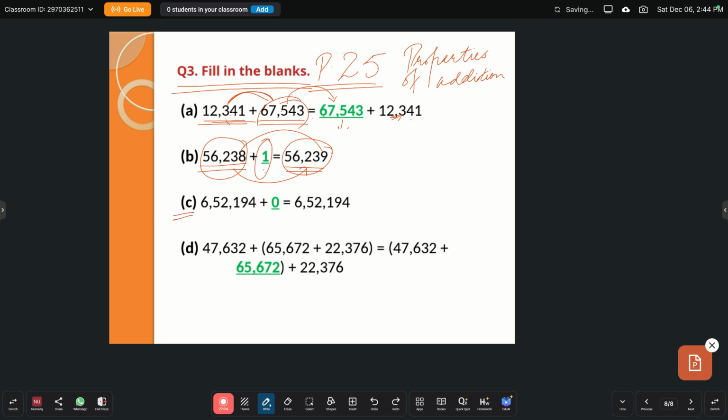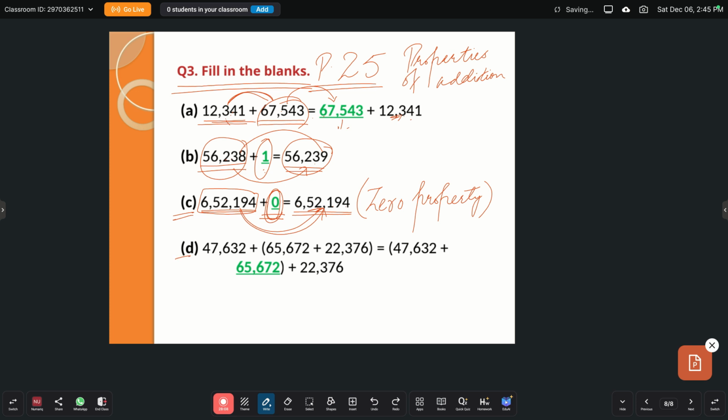Now we will move to part number C. Here the number is 6,52,194. We have added something to it, but we don't know what. But the sum that we got is again 6,52,194. It is the same. And you learn one property, that is the zero property. You know that whenever we add zero to any number, the answer is the number itself. So the number that will be present here in the blank must be 0.